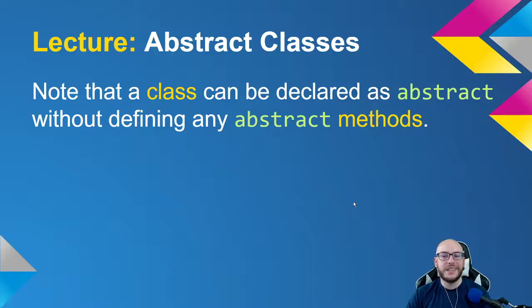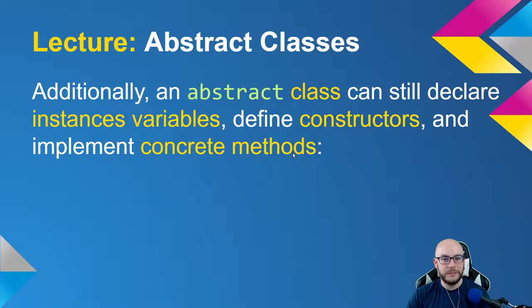Note that a class can be declared as abstract without defining any abstract methods. We can have an abstract class that doesn't actually contain abstract methods. That's okay. I'll talk about why that's a good idea a little bit later. Additionally, an abstract class can declare instance variables. We can define constructors, and we can have concrete methods. So an abstract class can be a mix of these things, right? We have the instance variables, constructors. These are concrete elements. Same thing with, of course, concrete methods.